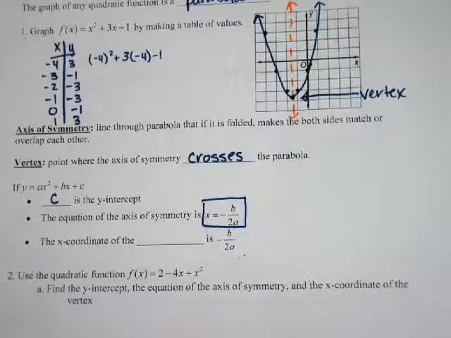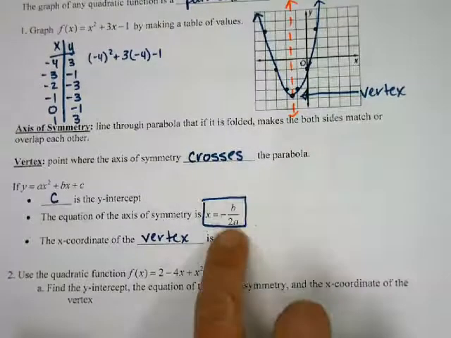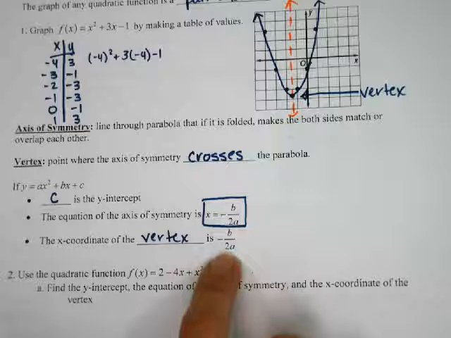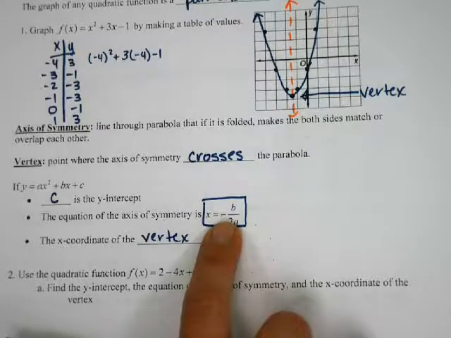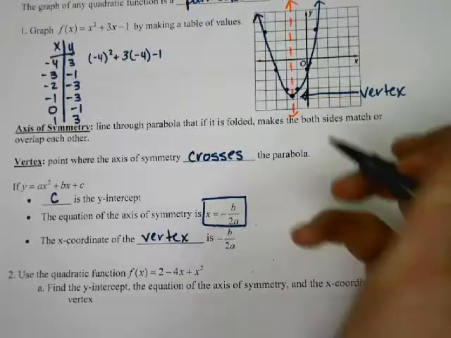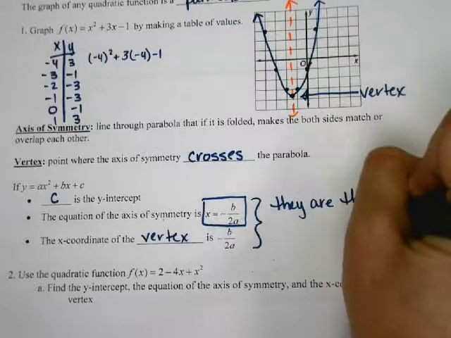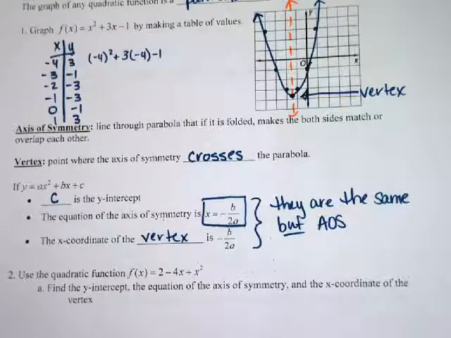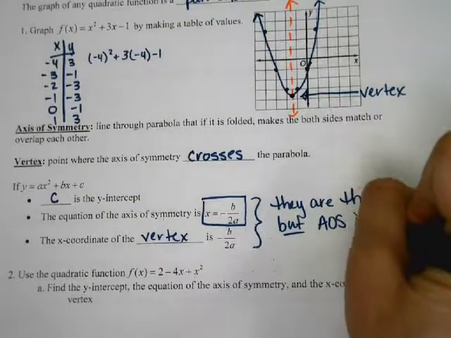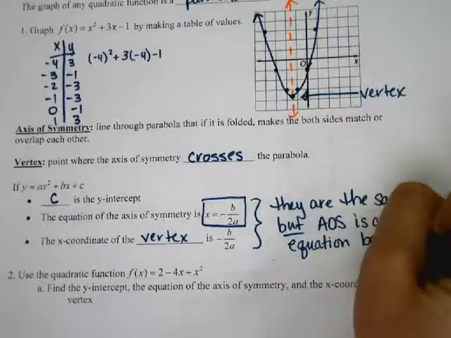The x-coordinate of the vertex is −b/2a. Look at those for a second. I have x = −b/2a and just −b/2a. They're the same. The x-coordinate of the vertex is just a point, half of an ordered pair. The equation of the axis of symmetry is a line. So yes, they are the same. But, and I'm going to abbreviate axis of symmetry as AOS, it is an equation because it's a line.